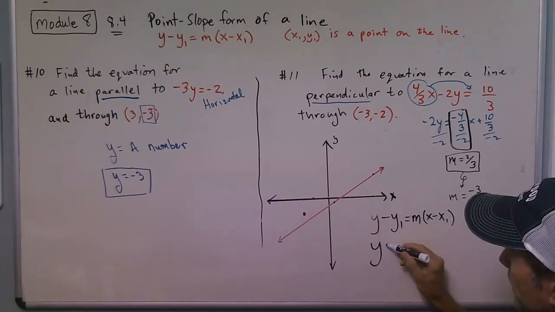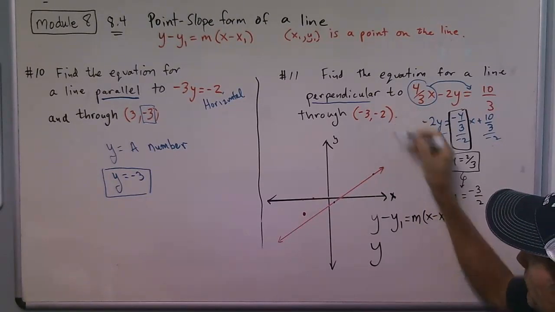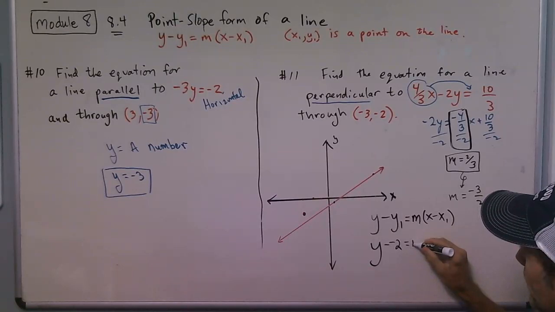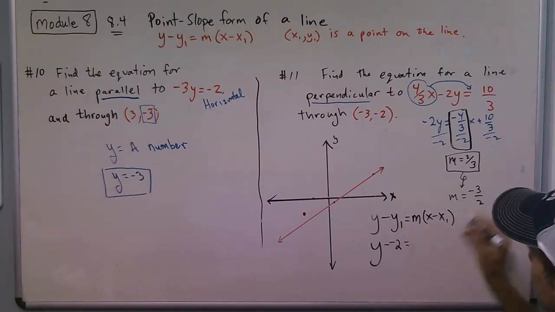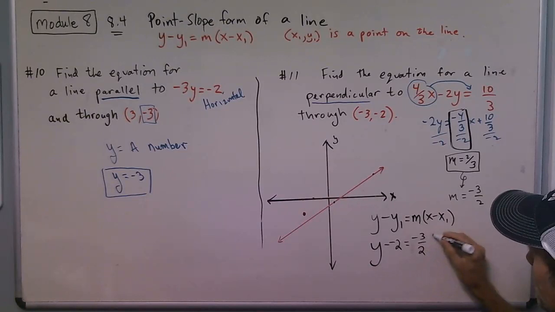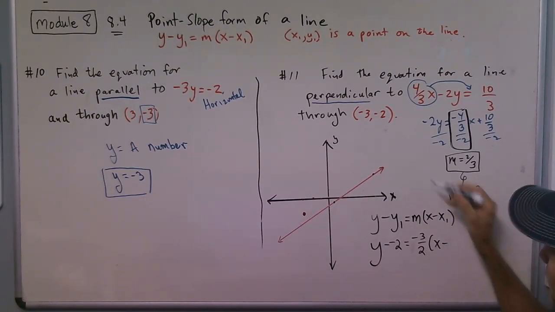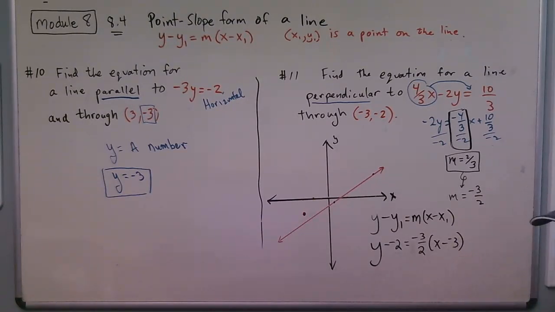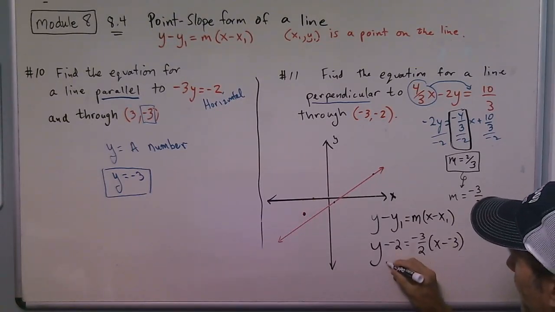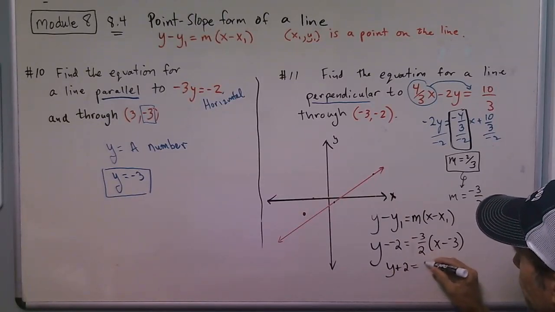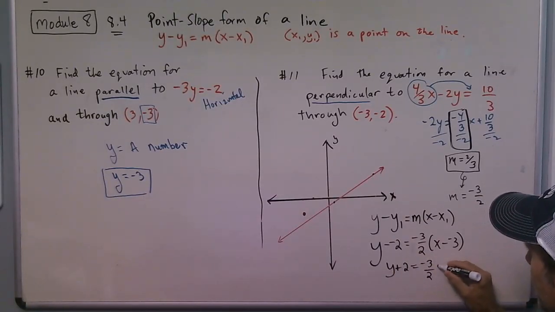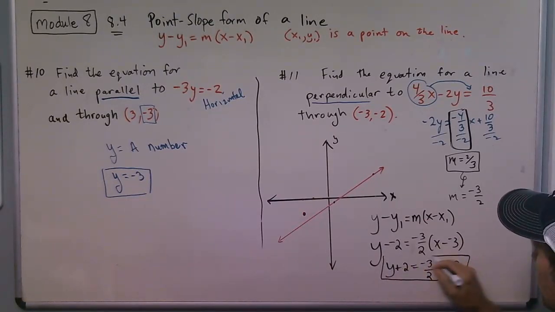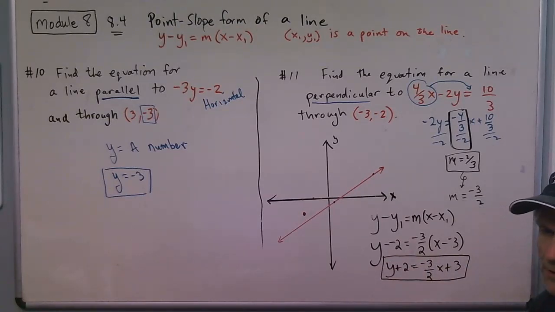I have this negative sign. I'm going to drop in -2. So, well, I'll show you. So I have negative, and then my m value is -3/2. And then my x1 value is -3. And then I have these double negative signs, so I want to clean this up. And I can end with y plus 2 equals -3/2 x plus 3. And that's a fine answer there, because it doesn't say it has to be in slope-intercept form.